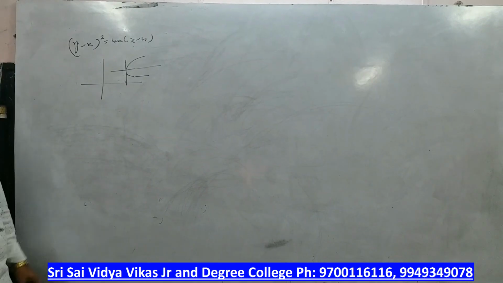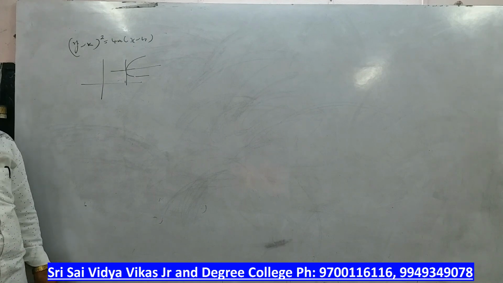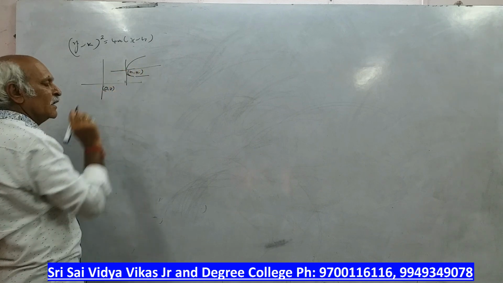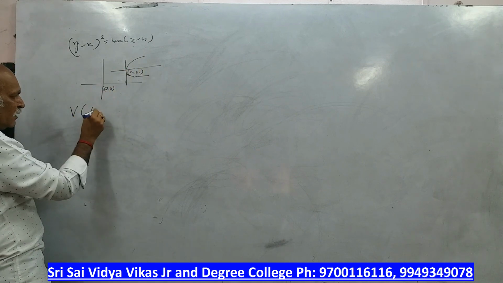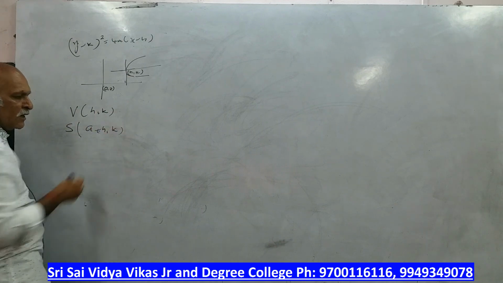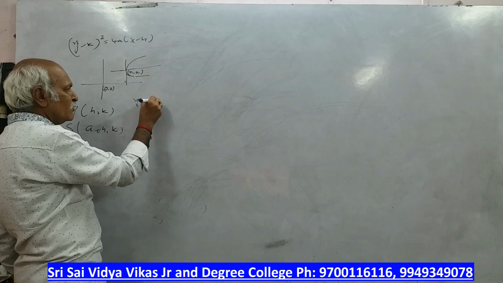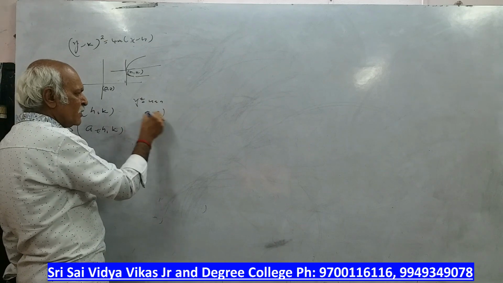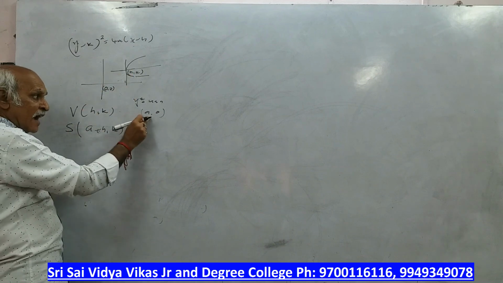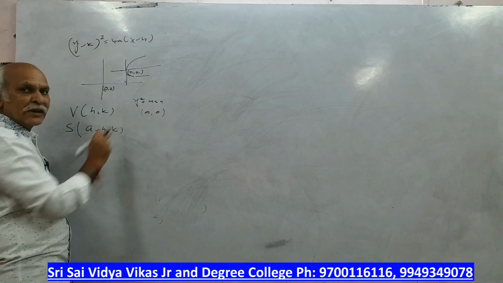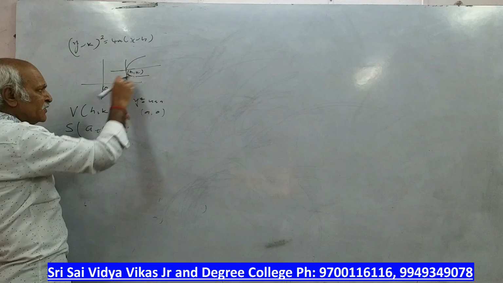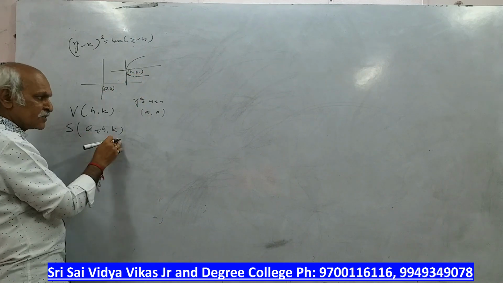Now, y minus k whole square is equal to 4a into x minus h. That was origin, but we are shifting the origin to (h, k). So now what is the vertex? (h, k). What is the focus? (a plus h, k). How has it come? For y square is equal to 4ax, I wrote focus (a, 0). But we are shifting from (0, 0) to (h, k), so we add h to the x coordinate and k to the y coordinate. So (a plus h, k).